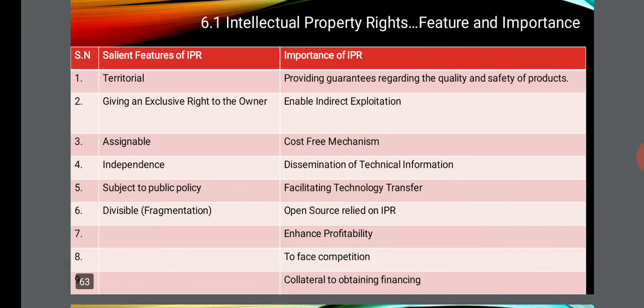Now, intellectual property rights, what are the features and importance? Salient features of IPR. First of all, they are territorial. IPR is always territorial. It is related to some territory.